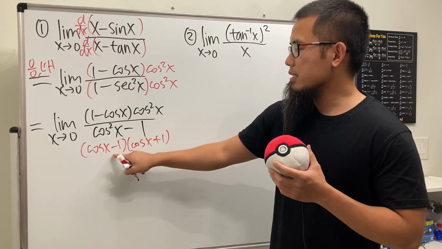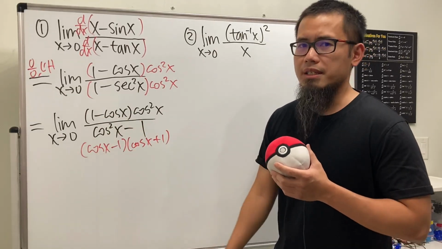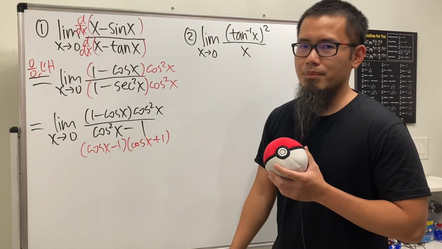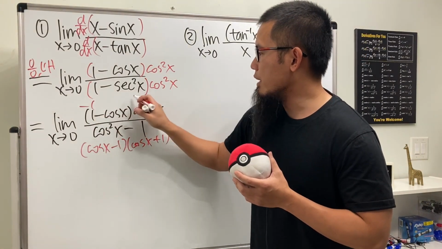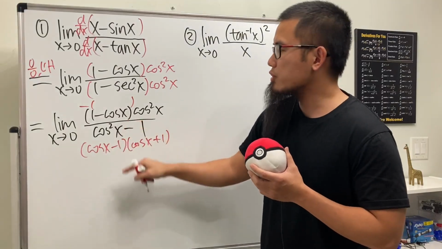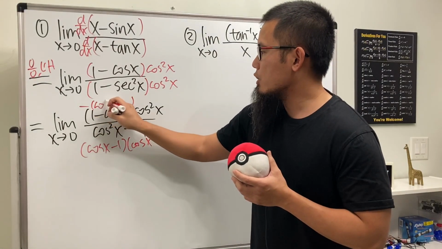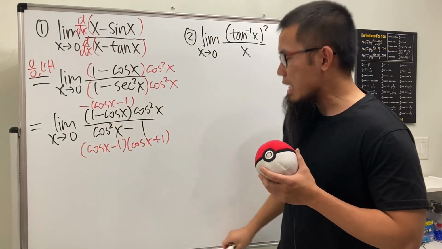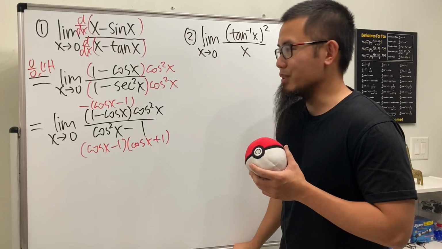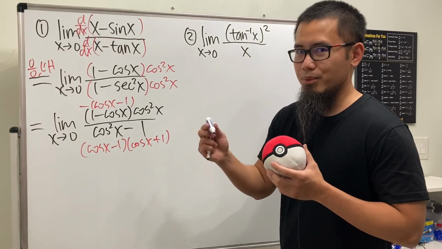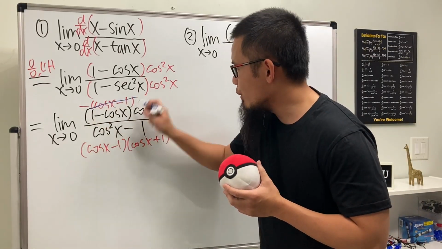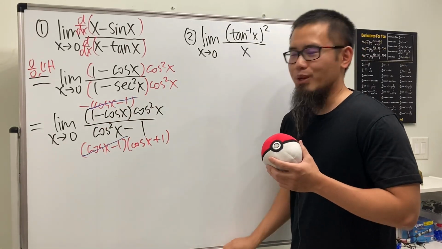Well, this is cosine x minus 1. This is 1 minus cosine x. They are almost the same. What we can do is, well, just factor out a negative from here, so we can reverse the order of the subtraction, so we can put this as cosine x minus 1. What good does this do? Very good, right? Okay, let me just get my blue marker. Cancel, cancel, life is wonderful.